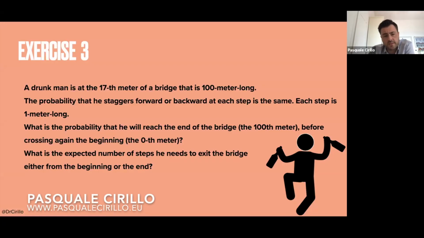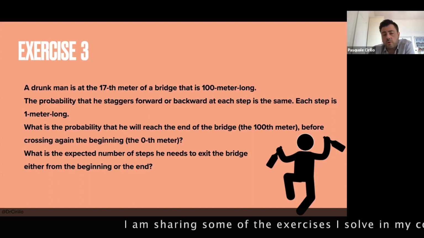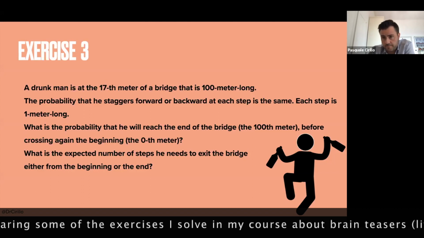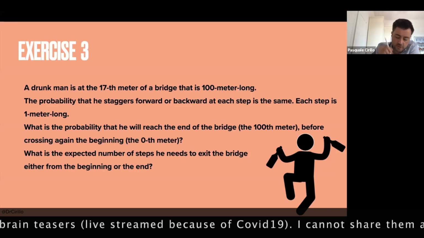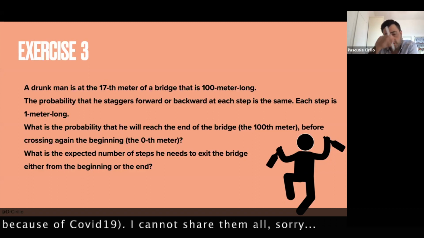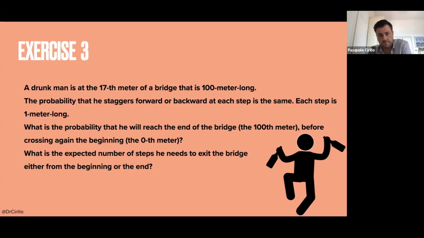Now, the text of the exercise is the following. There is a drunk man, and this guy is at the 17th meter over a bridge, which is 100 meters long. So he is at point 17. Imagine that there are 100 points from 0 to 100. This guy is at point 17.